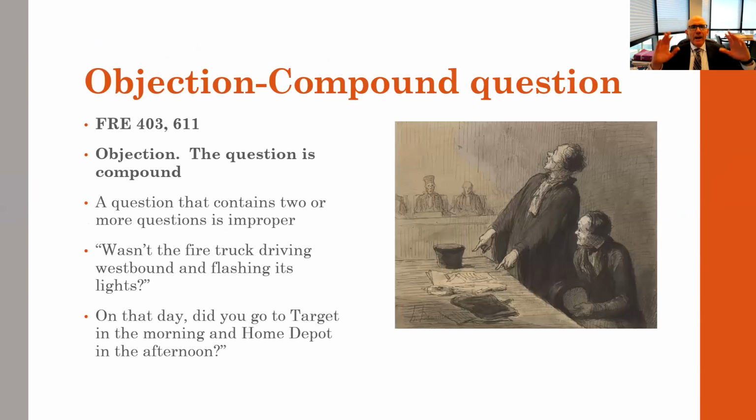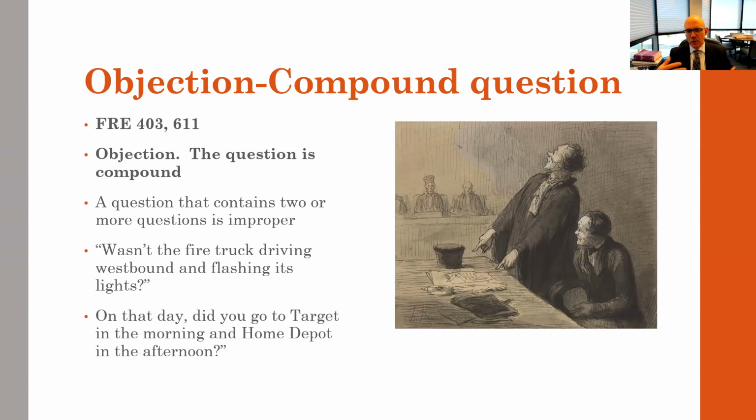Okay, now another one that we often have to use is a compound question. The prosecutor is on direct examination and asks a question that is compound. The question is confusing to the jury. A classic example is: wasn't the fire truck driving westbound and flashing its lights? You have two different factual components there. One is driving westbound, another is flashing its lights. That's a compound question, and it needs to be broken apart.